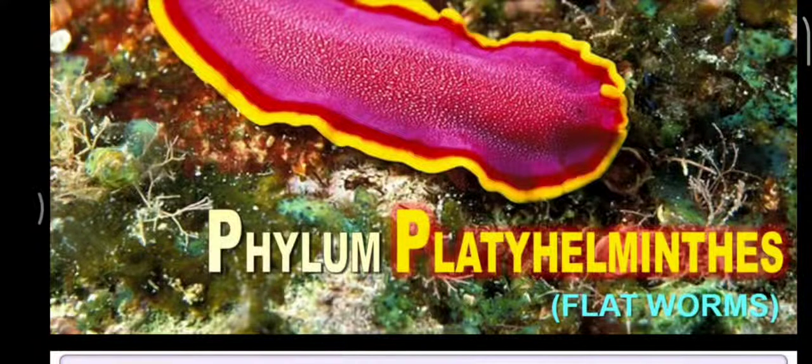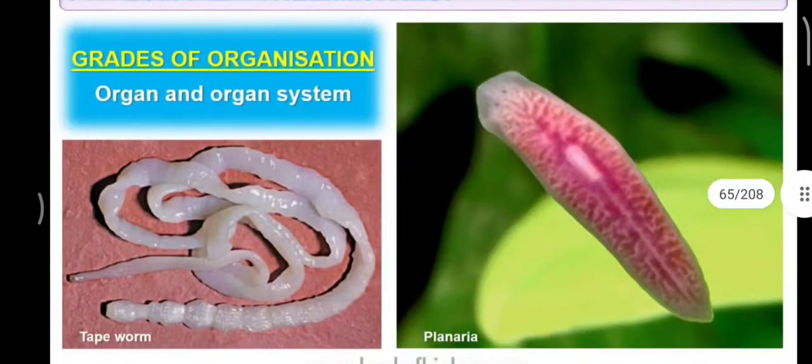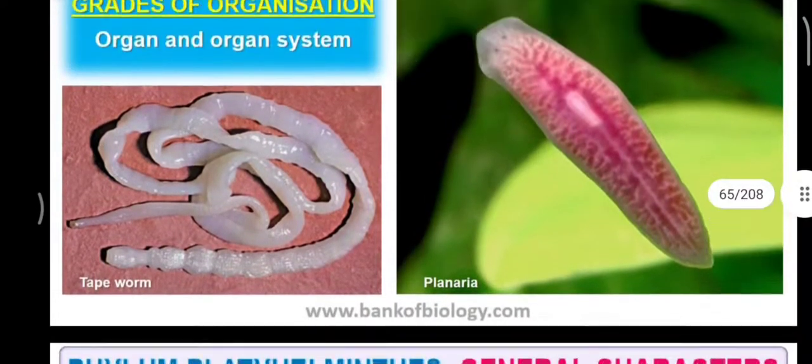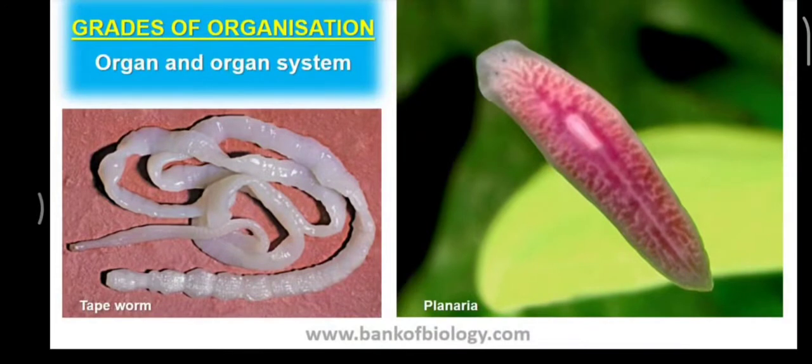Hi students, today's topic is Platyhelminthes. These are commonly called flatworms. Now we are looking at the general characters of these flatworms. The grade of organization is the organ and organ system grade of organization. You can see on the slide, planaria is here and tapeworm is here.